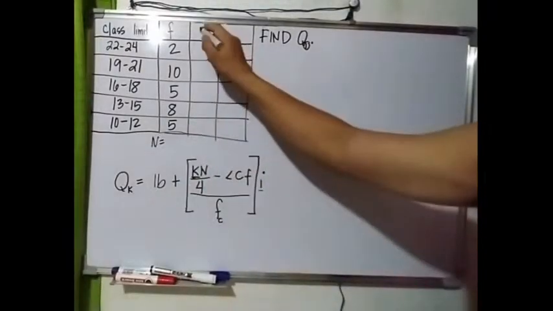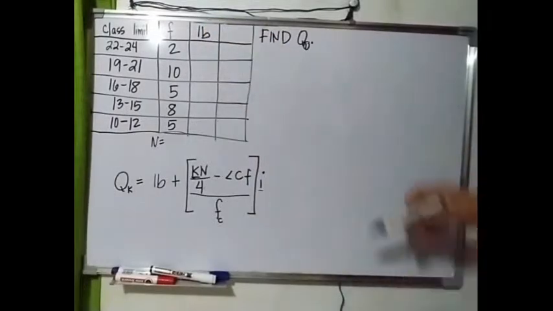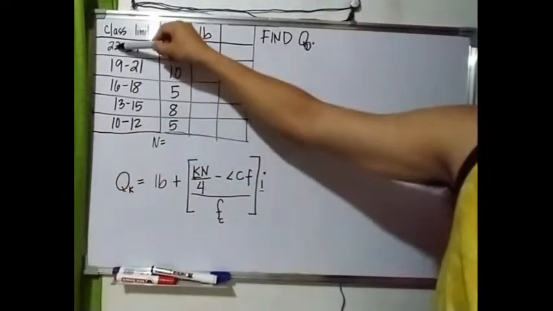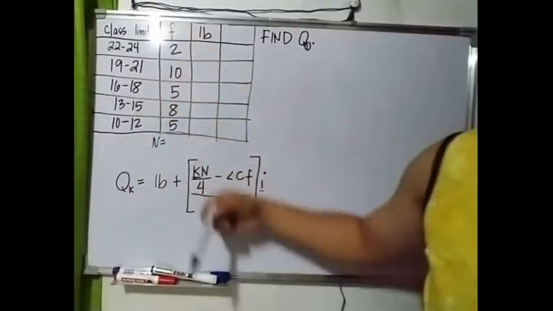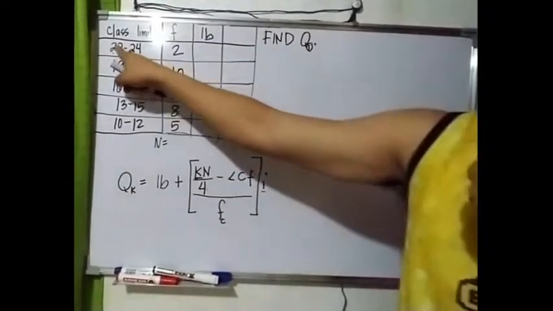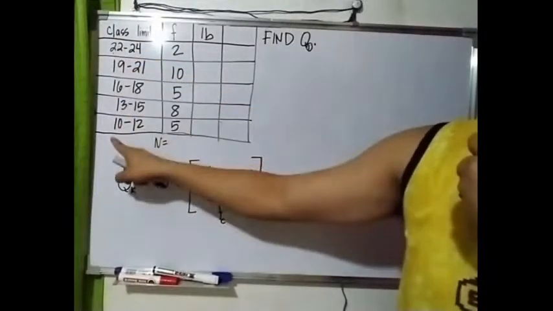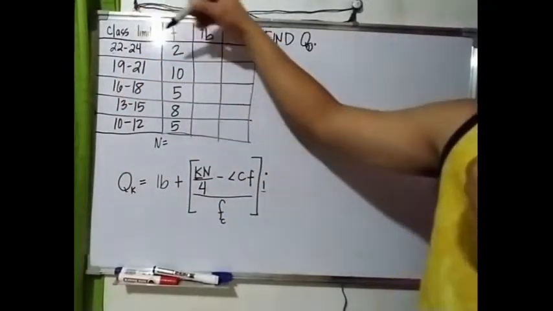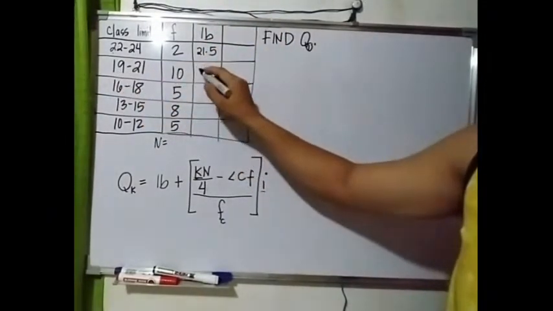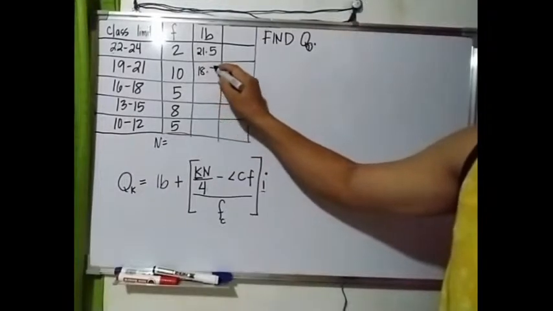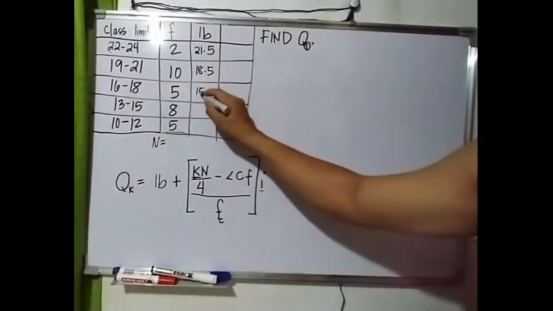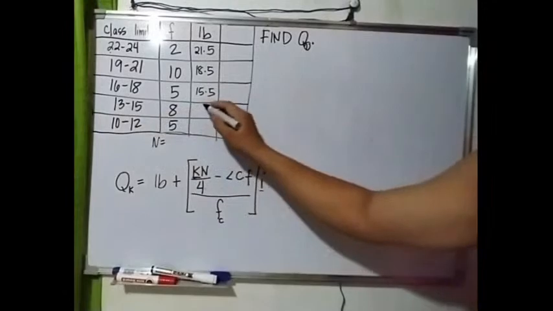So we will find ano bang lower boundary natin. So we will find the value of the lower boundary. So to find the lower boundary, ito lower limits, subtract lang natin yan sa 0.5. So 22, automatic yan ha, constant yan. I-subtract natin yung lower limit natin sa 0.5. So 22 minus 0.5, that is 21.5. Next 19 minus 0.5, that is 18.5. Next 16, that is 15.5, and this one 12.5.